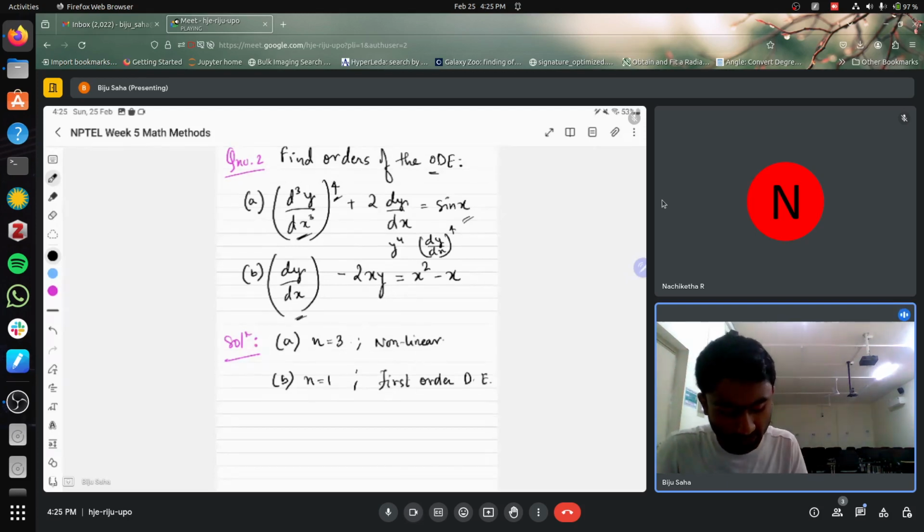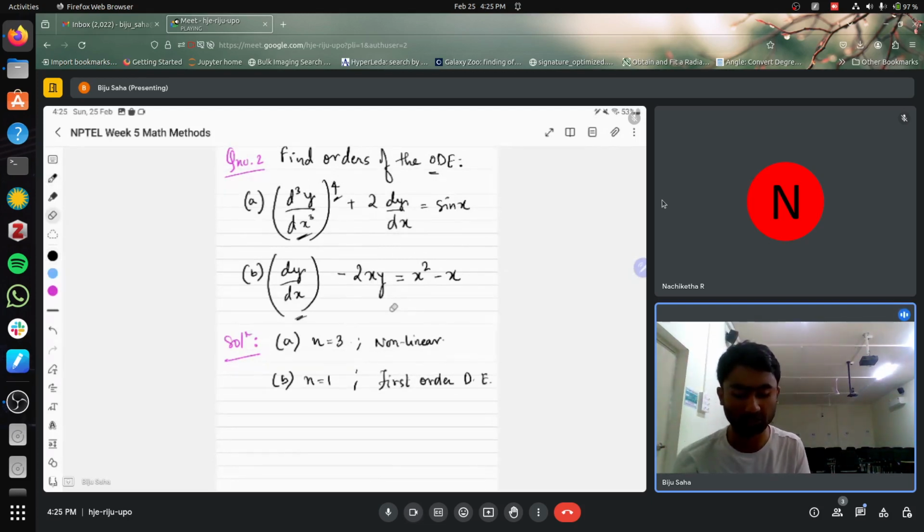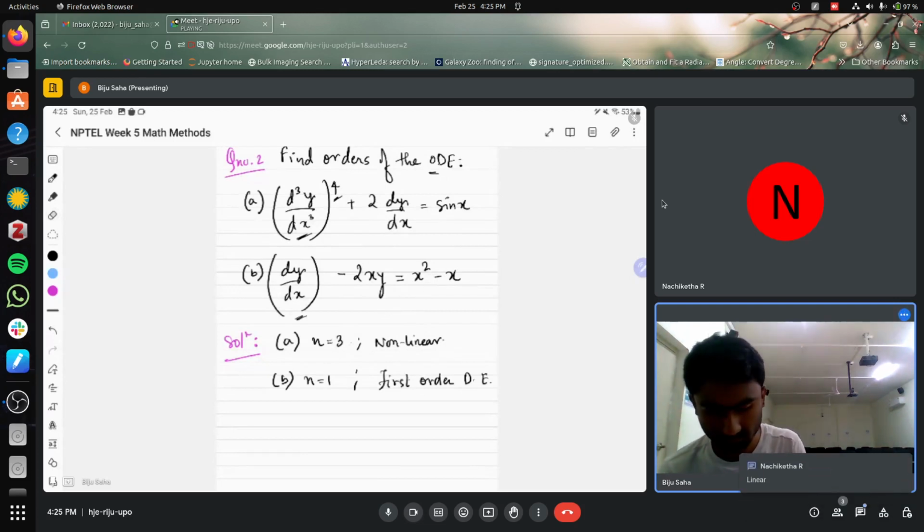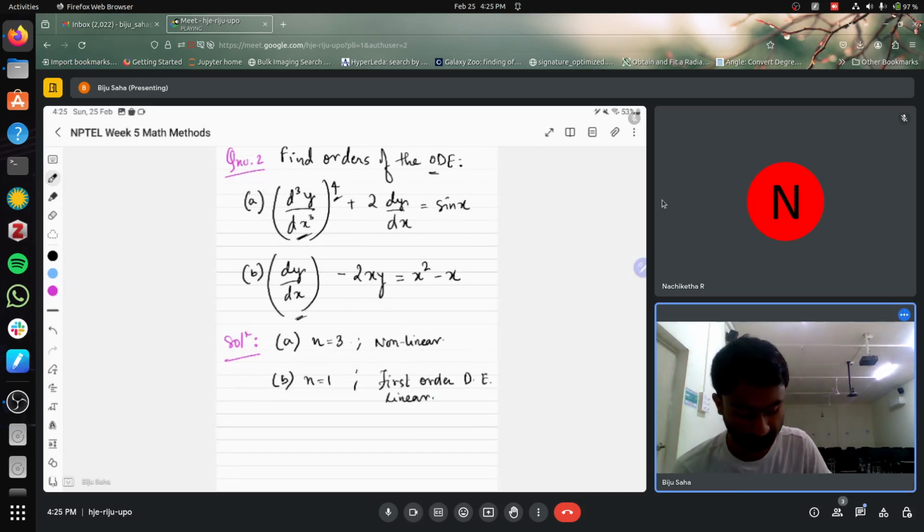And in the second question, can you please speak out or write in the chat box what about the linearity or non-linearity of the second question? Yeah, so this is absolutely correct. This is a first order linear ordinary differential equation.